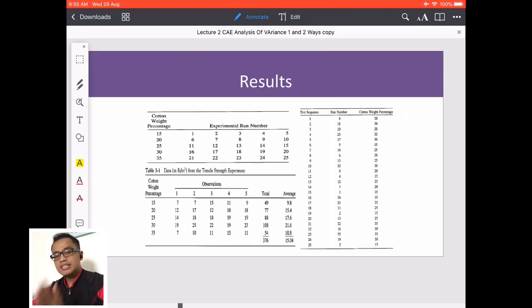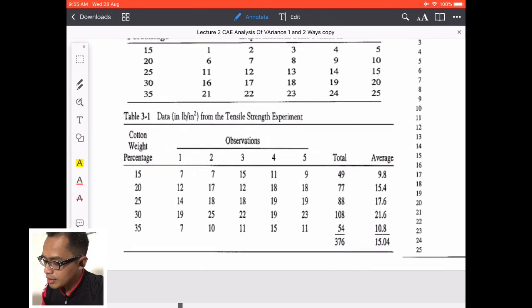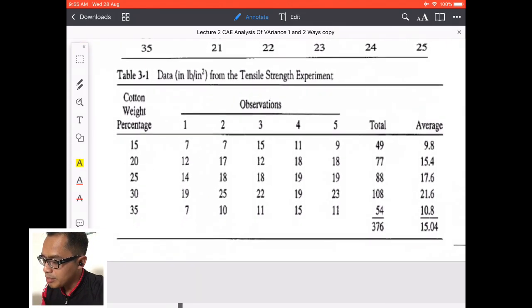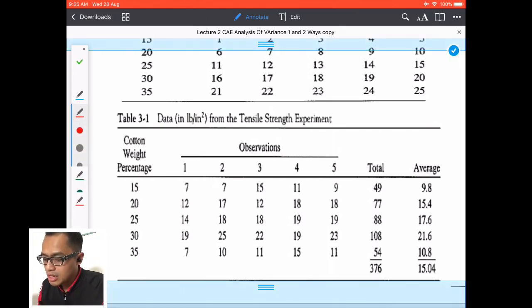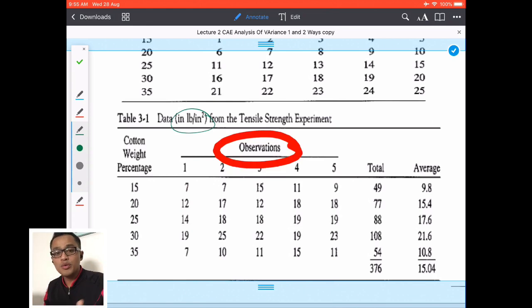Okay, now these are the results. This one, let me enlarge it. Once you have taken all these samples and done the tensile strength experiment, you get these results. The results here are the observations, right? And the unit is pounds per square inch. Do you know why it is in English? Because Kathy is from America. Go figure. Anyways, so these are the results.